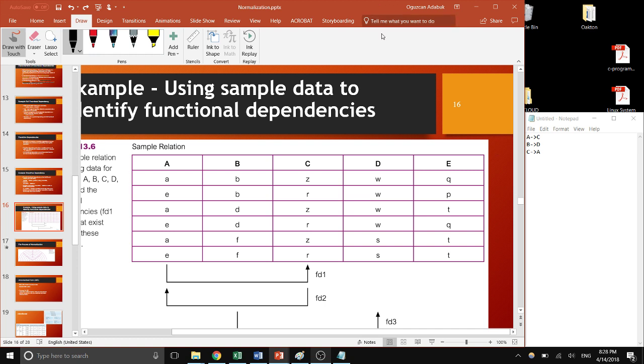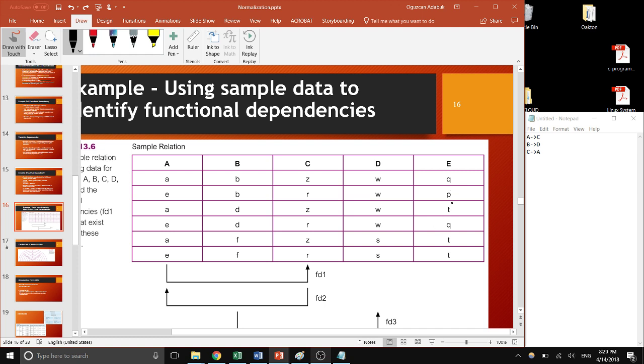Alright, let's look at the next one. From D, can we determine A? For W, we have different values of A, so it doesn't hold. Same for B, same for C, same for E. So you cannot really determine anything from D, so nothing functionally depends on D.